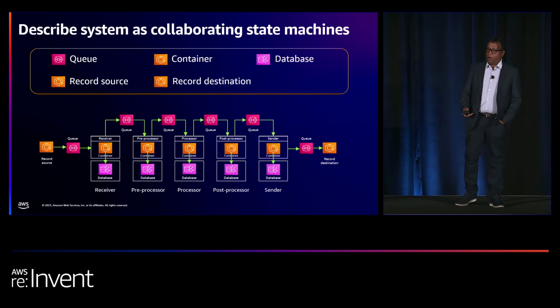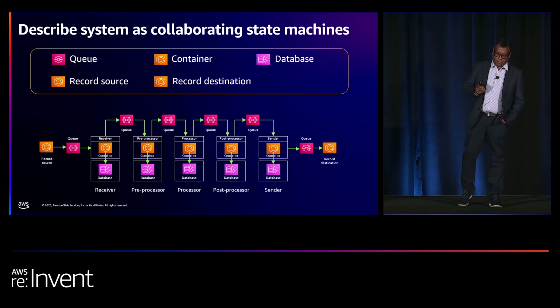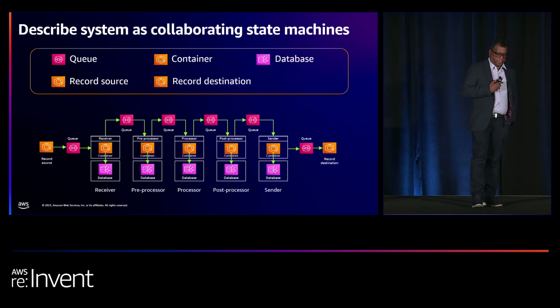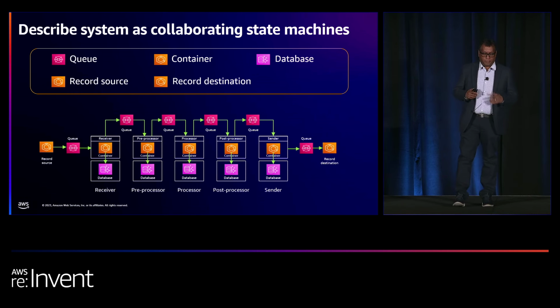In P model, you describe a system as collaborating state machines. So when you create a P model for this transaction processing system, we will design state machines for queues, containers, databases, record source, and record destinations. And all these state machines will collaborate with each other by passing each other events with records as payloads.